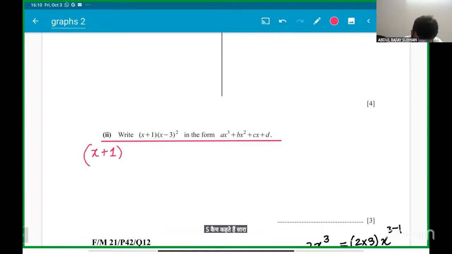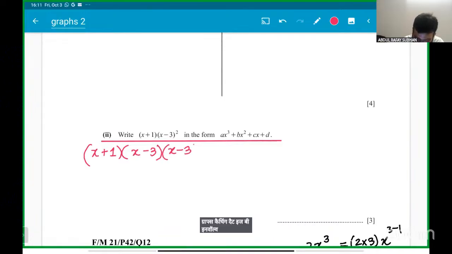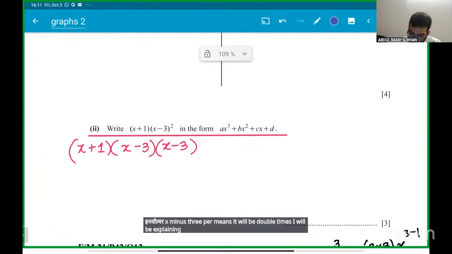So it's (x + 1). This is all reinforcement. Please understand, this is all reinforcement and revision of algebra as well, with the perspective of the graph sketching that is being involved: (x - 3) and (x - 3). (x - 3) whole square means it will be double times. I'll be explaining in detail as well. Students need to understand. We multiply these two first.